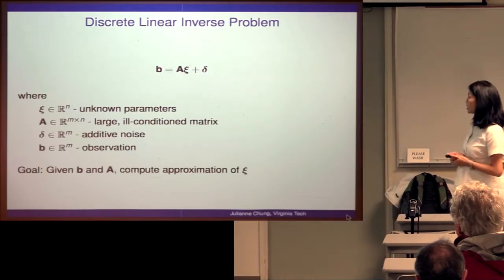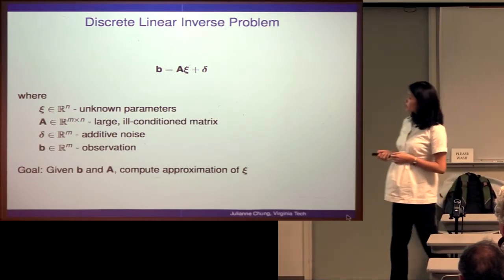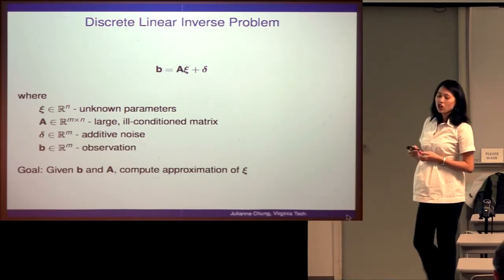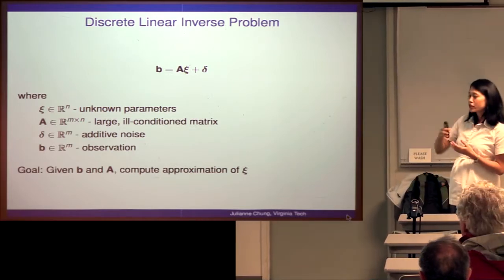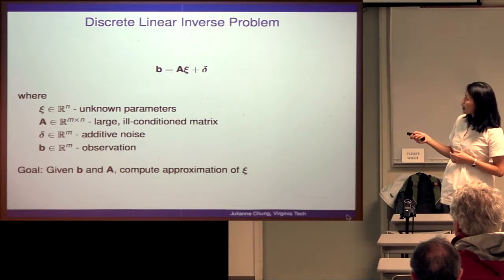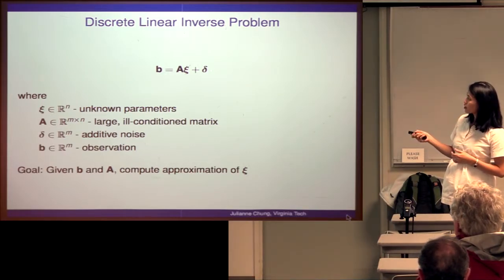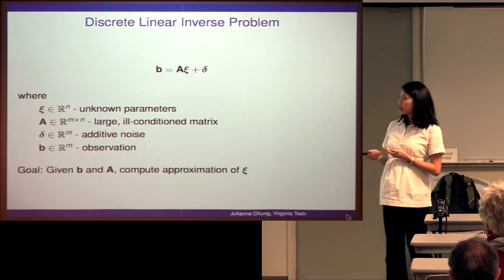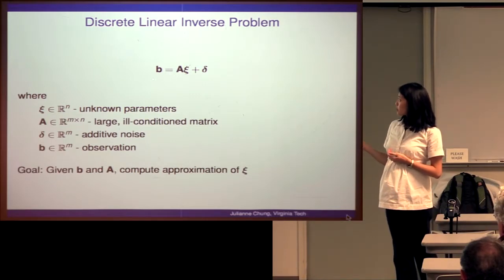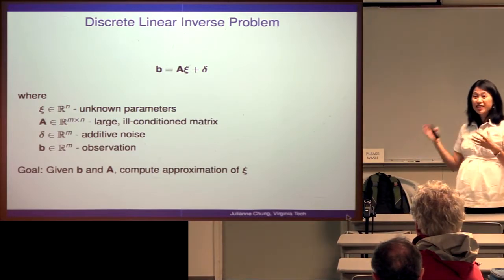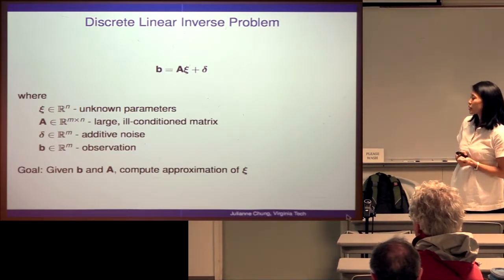So it's a simple enough idea. Mathematically, we look at it using this linear inverse problem. Here, C is the unknown parameters that we want to reconstruct. A is typically a very large, ill-conditioned matrix that models the forward process. So this is that forward model. Delta is some additive noise in your data, and of course B is the observed data. The goal of the inverse problem is to say, given B as well as A, we want to compute an approximation of C. Now, I want to give you an application to give you some context as to the kinds of problems we're looking at.